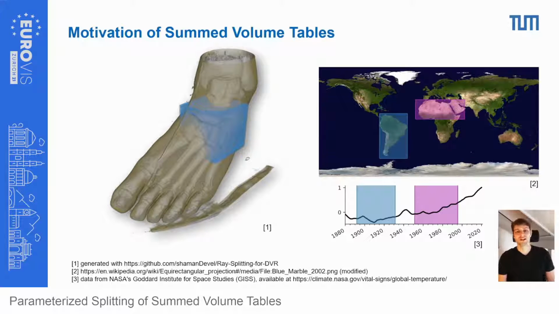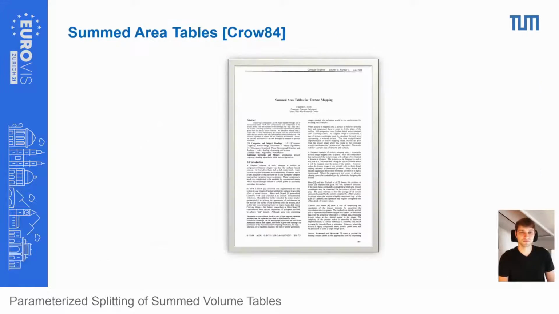In the past, specialized acceleration structures based on summed area tables, short SAT, have been developed to support fast aggregation over arbitrary rectangular domains. However, these structures usually come with a significant memory overhead. In this talk, we are presenting yet another SAT-based data structure that can flexibly trade speed for memory and also improve significantly on existing techniques.